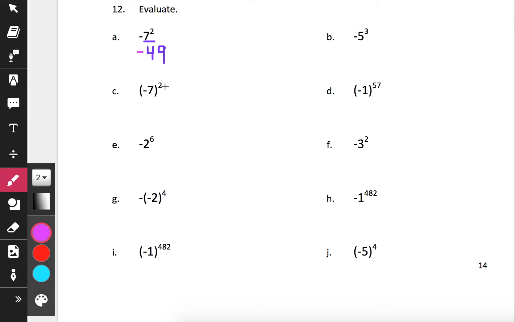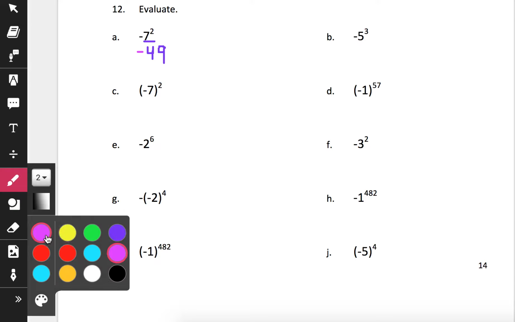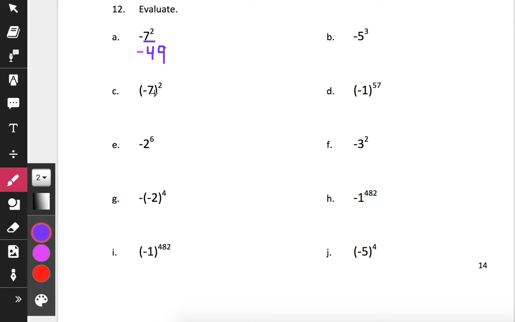We're going to skip to example C and look at how that's different. Here, because there's parentheses, the negative is captured as part of the base. So here the base is negative 7. And a negative times a negative is a positive. So for example C, our answer is going to be positive 49.